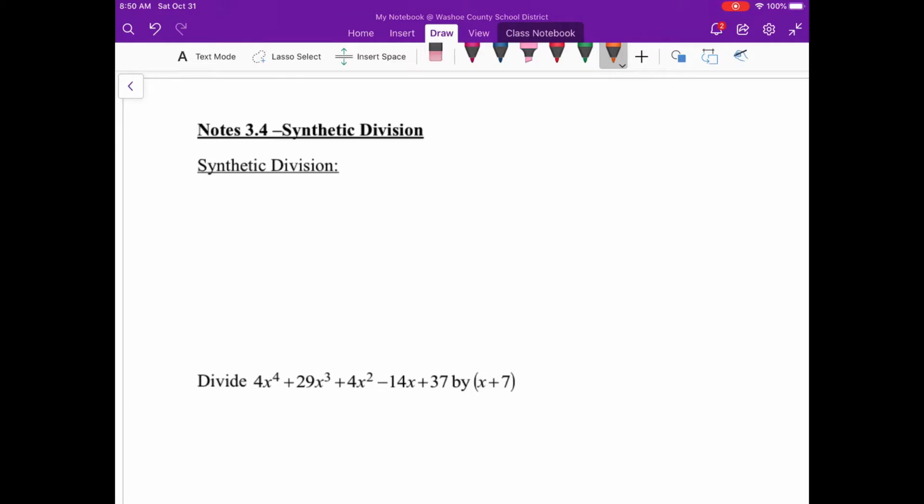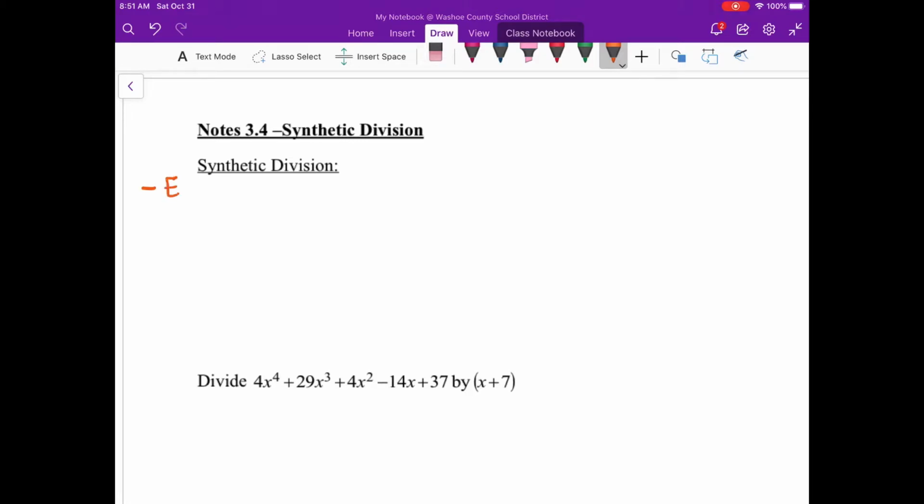Hi everyone, today we're going to talk about section 3.4, which is synthetic division. And synthetic division is a way to solve for polynomials. So by using synthetic division, we'll be able to find roots, we'll be able to find remainders, and figure out if a function goes through the factor that we are given. Okay, and there are a few things to remember when dealing with synthetic division.